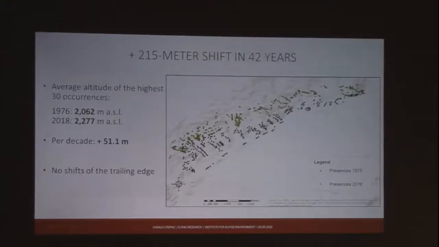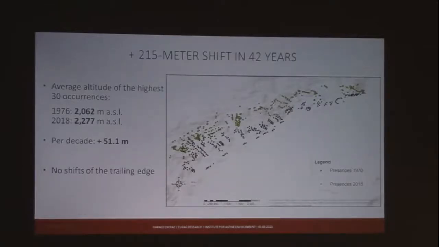We used a rather conservative way to calculate the species shift. We used the average of the 30 highest occurrences for each year and compared the values, and it resulted in a 250-meter shift in the last 42 years, which means a 51-meter shift per decade. This is something that might be wrong in the program you got, because I calculated another time and I saw that a mistake had been made. I still don't know why, but it happened.